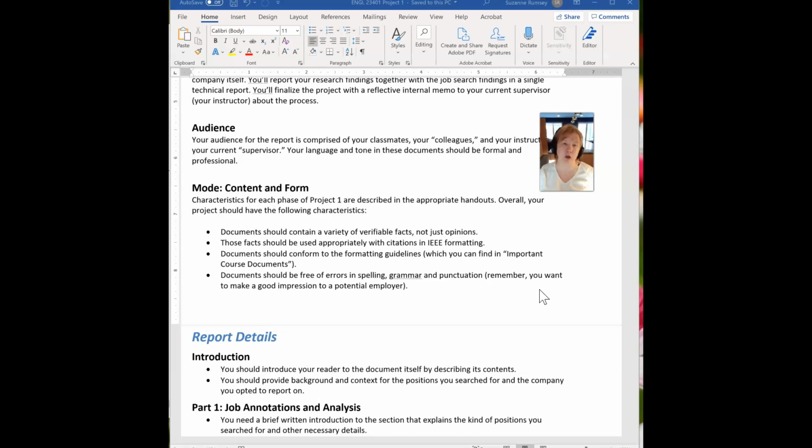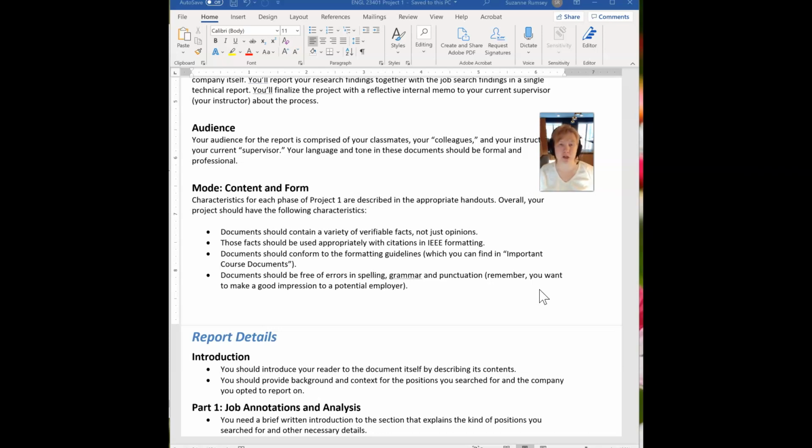You're trying to make a good impression, right? And so you want to make sure that you edit as carefully as you can, and in peer reviews, you point out any issues you notice. It should conform to guidelines mentioned in the IEEE documentation, which is an important course document, in the folder on Brightspace.